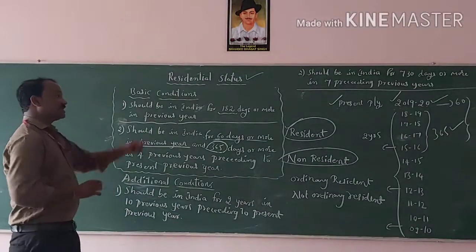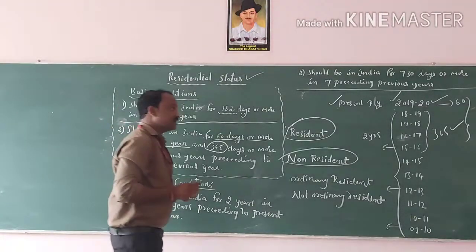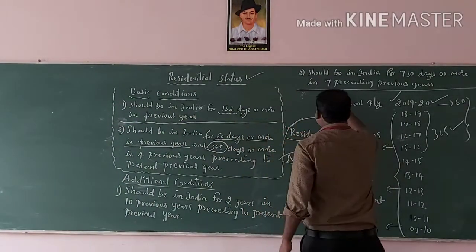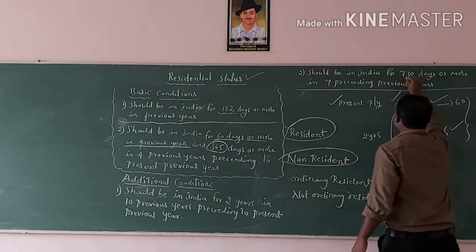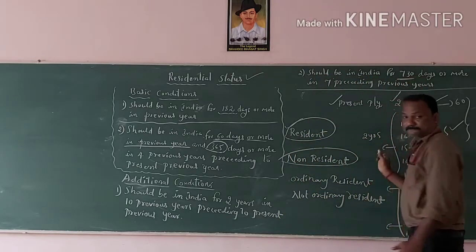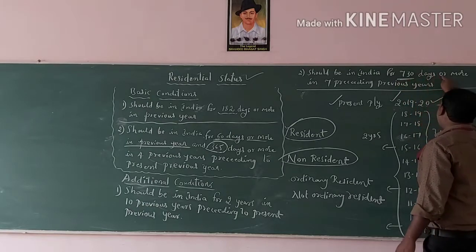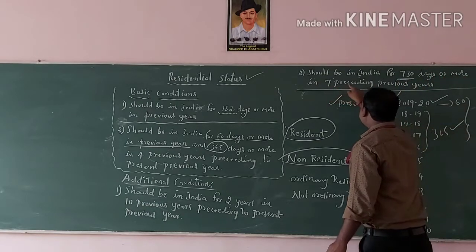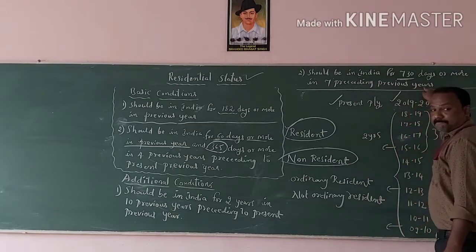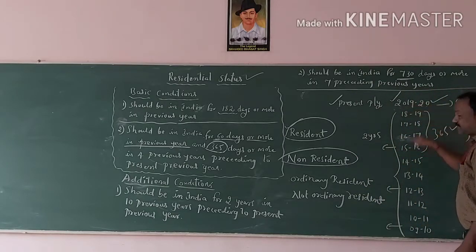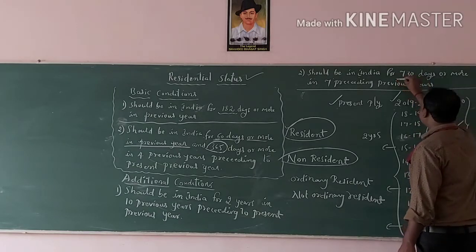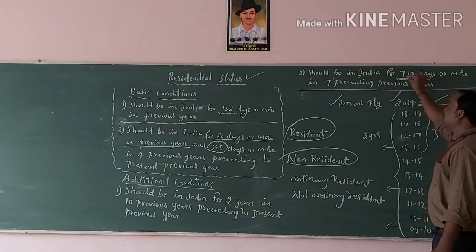So after that, the second additional condition. I have written the second additional condition here. He should be in India for 730 days or more in the 7 preceding previous years. Whatever the 7 preceding previous years are, in those 7 preceding previous years, he has to stay in India for how many days? For 730 days.